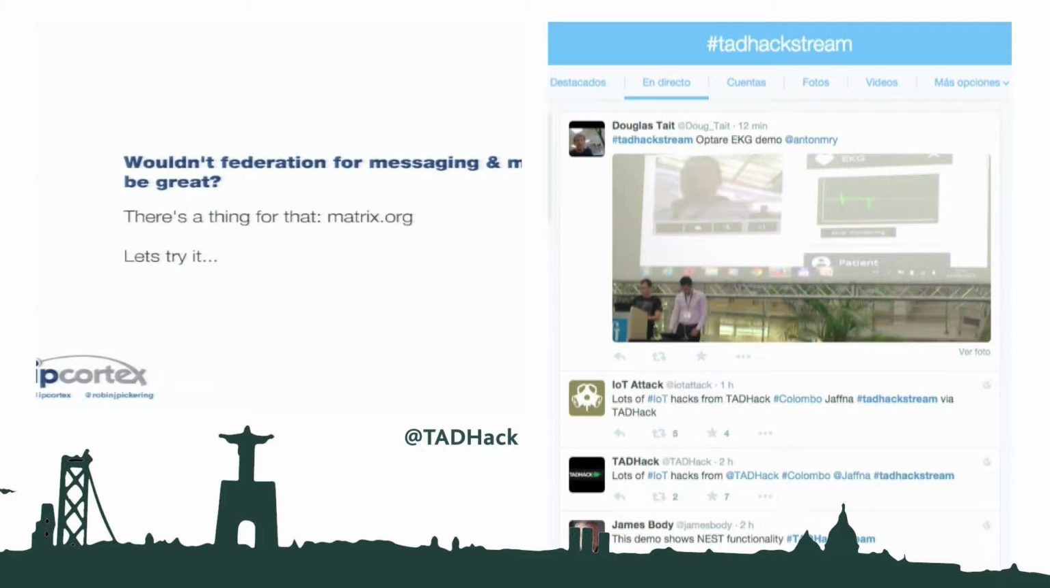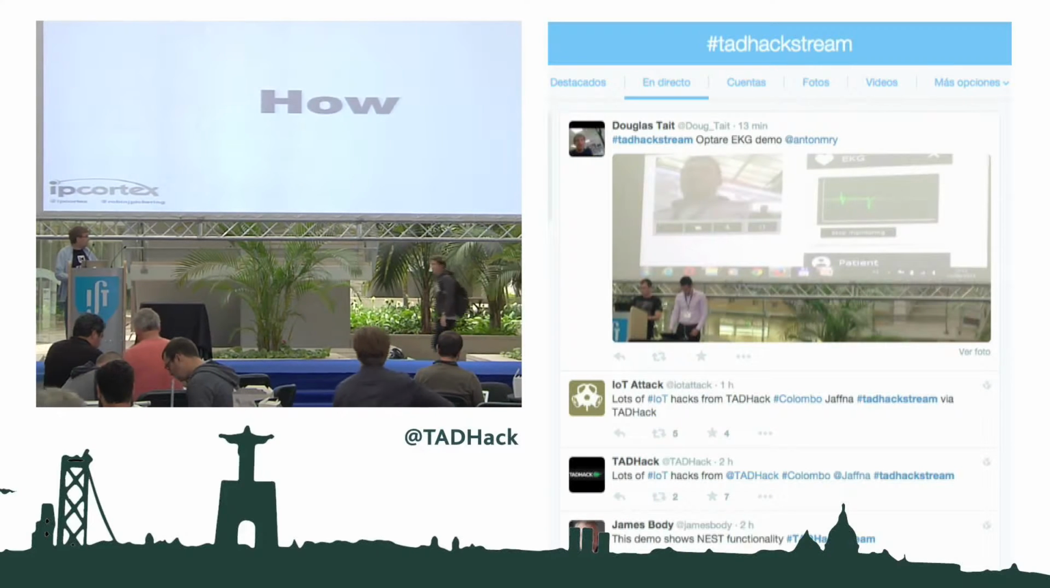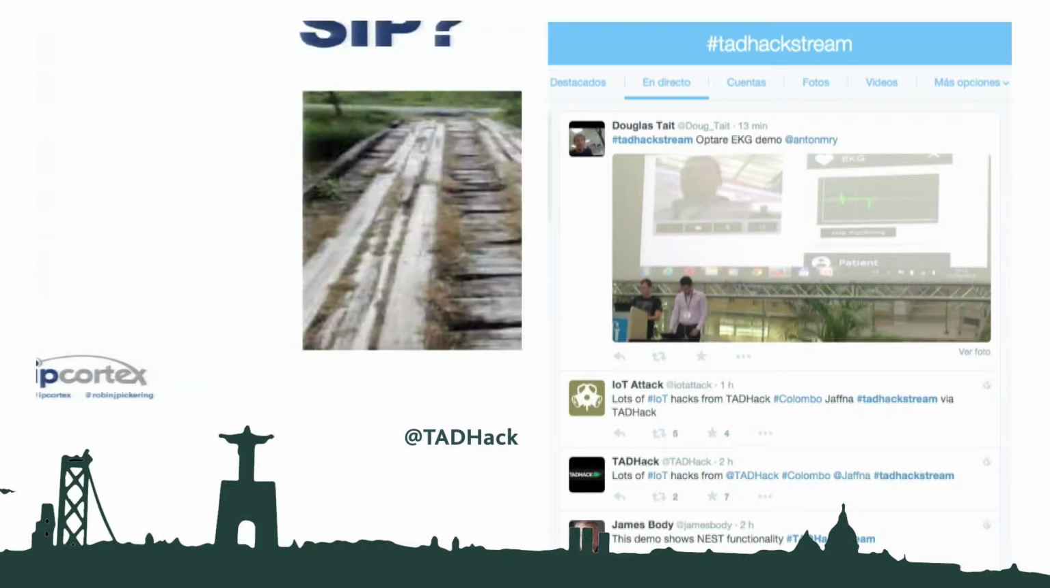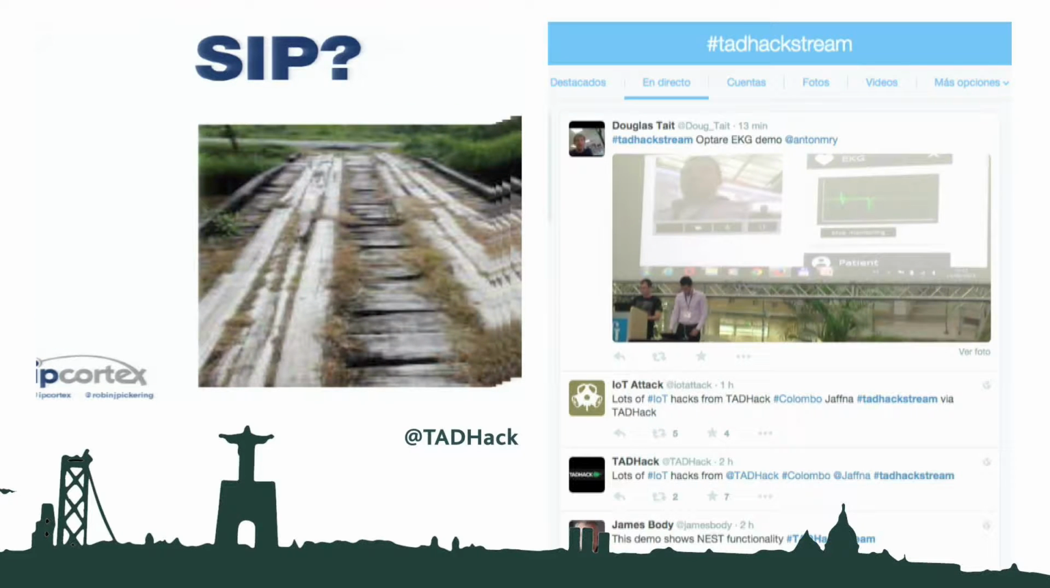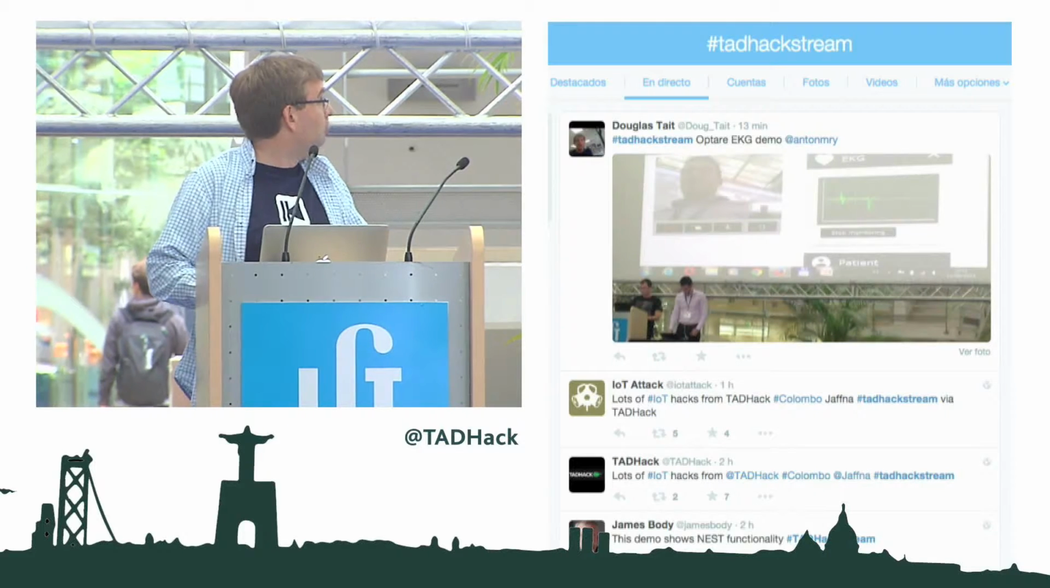Federation would be good, wouldn't it? So that we can do the same sort of thing for messaging that we can do with email and audio phone calls. Well, there's actually a thing for that, matrix.org. So we did a hack with matrix.org, trying to link up with their system. How? Well, there are a couple of ways of doing it. One is SIP, but that didn't seem like a very good idea. So the other way was through their app server interface, and I apologize for the rather hooky video. I'm not sure what's going to happen next. So let's have a play with talking to Matrix.